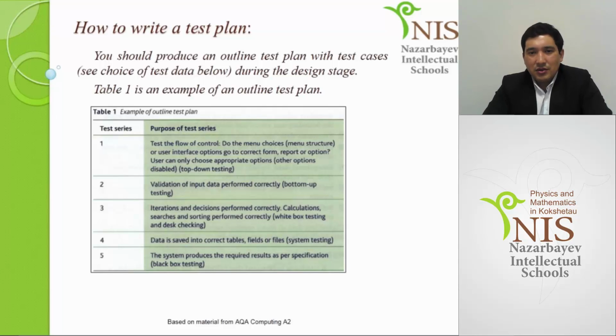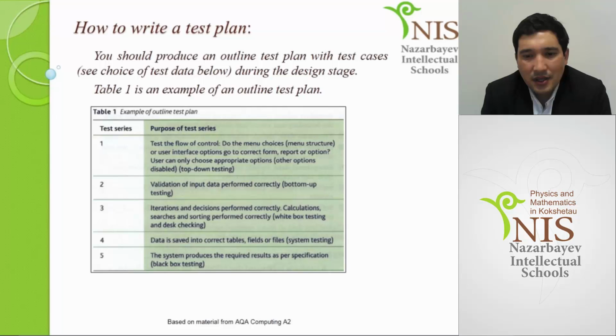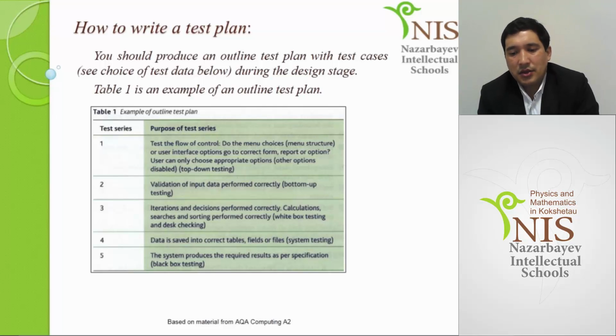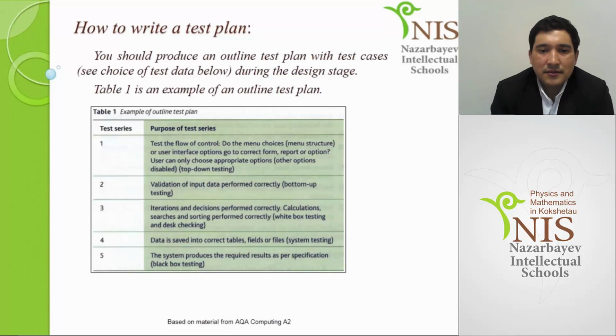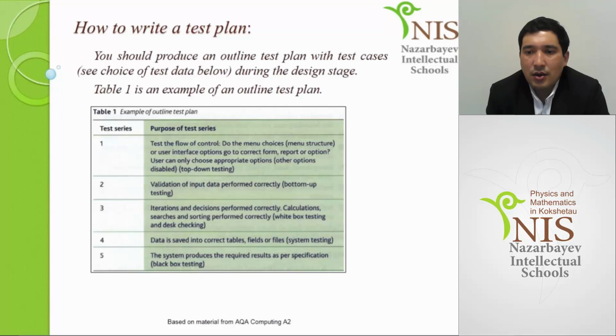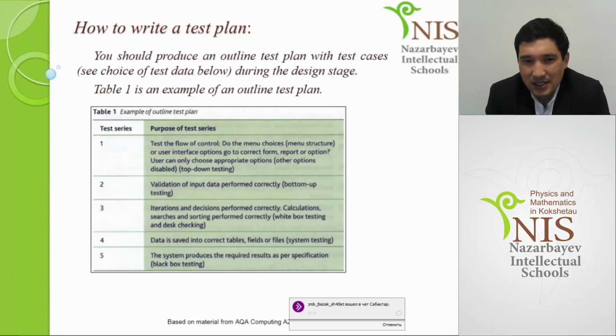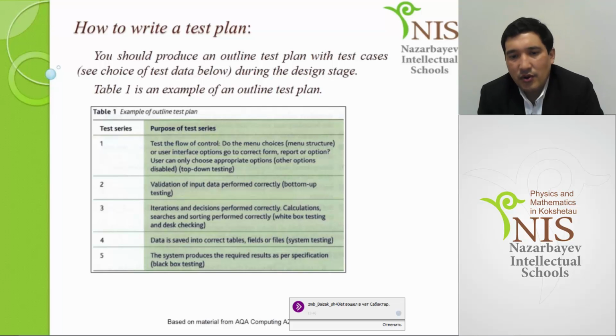Before that we talked about types of testing. Now we talk about how we can write a test plan. This example is from the AQA Computing A2 book, and you can use this table. Table 1 is an example of an outline test plan. You should produce an outline test plan with test cases, choice, and test data below during the design stage. Okay, you can write test series 1, 2, 3, 4, 5, and another if you have, and the purpose of the test series.